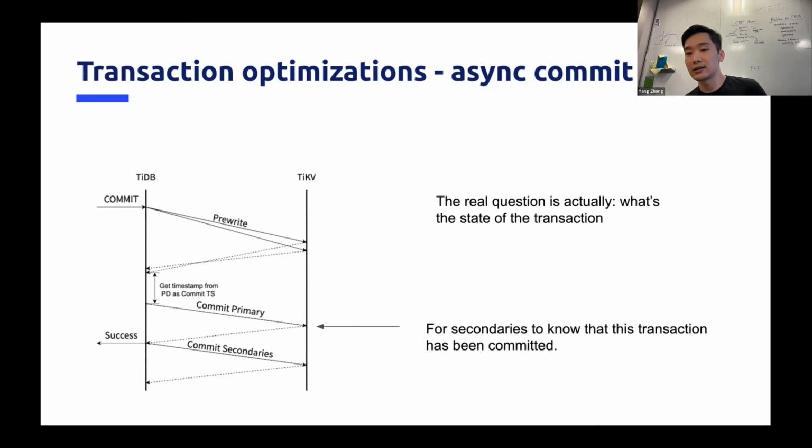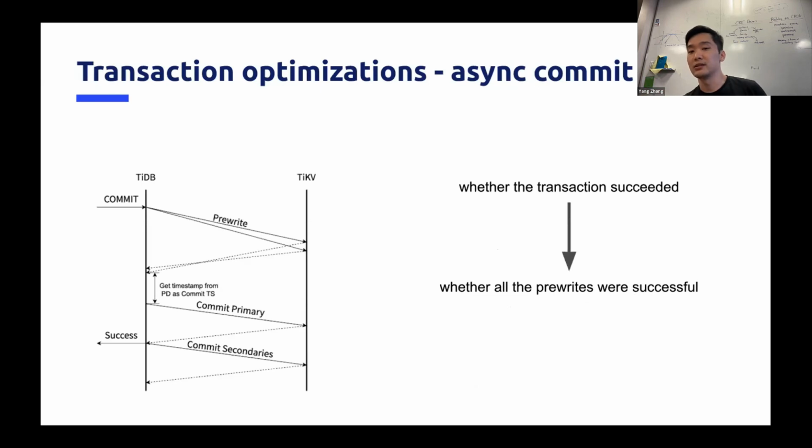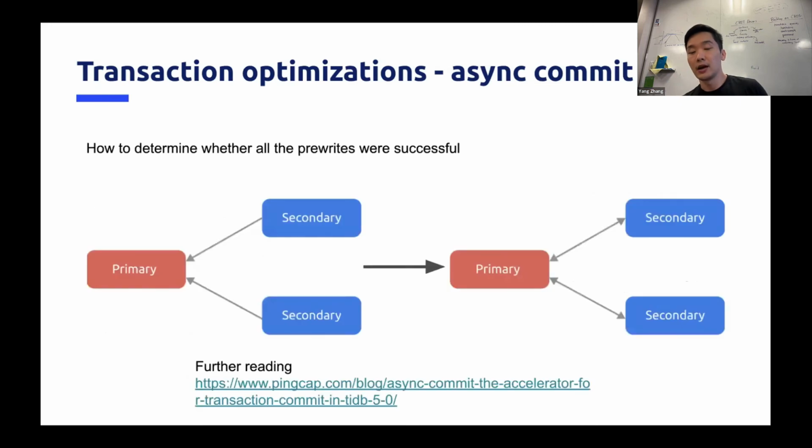This is still correct, because the reason why we have to wait for the primary or the coordinator to be committed is that we need a way to tell the state of the transaction. But to answer that question, we don't need to. That's not the only way. We don't have to wait for the primary to be committed, because one way to answer that question is whether all the pre-writes succeed or not. So the implementation is pretty straightforward.